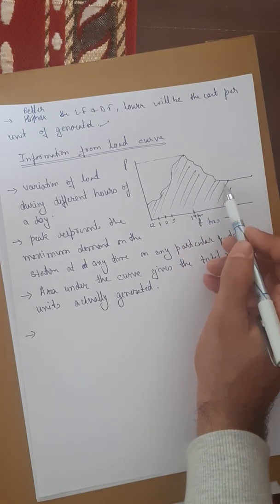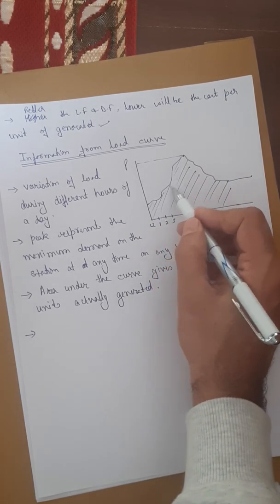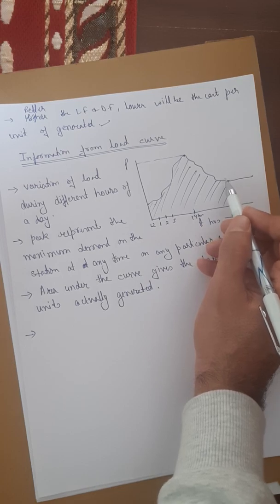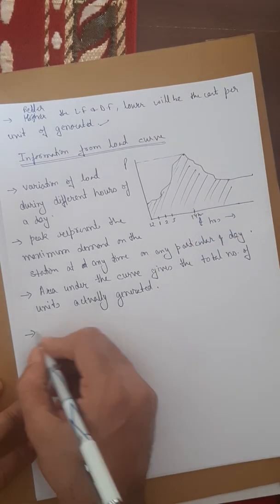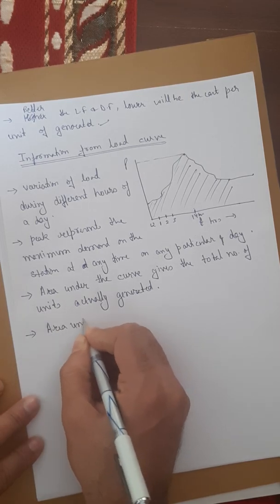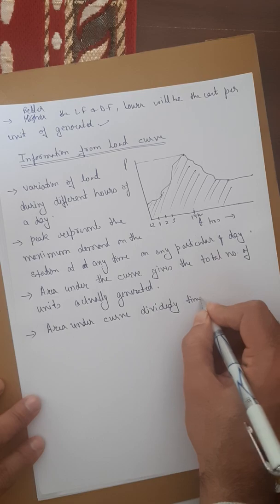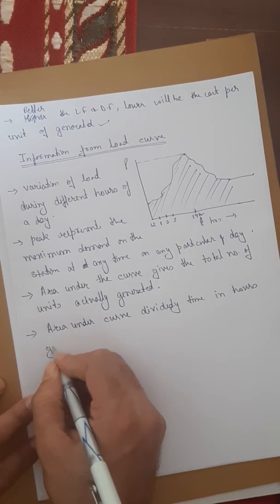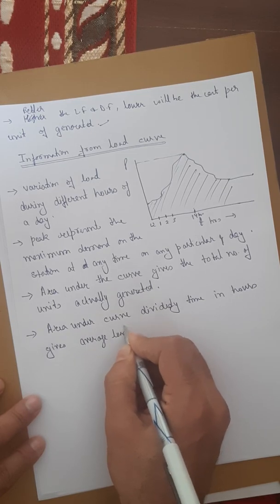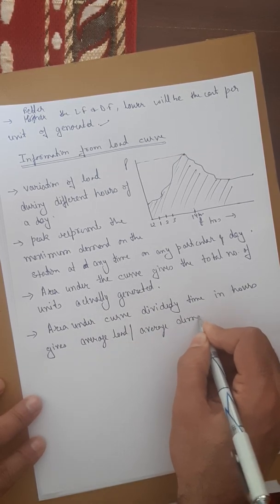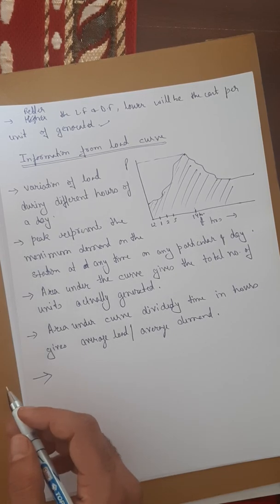Once you get the total number of units actually generated and you know the peak, then the area under the curve divided by the number of hours will give you the average load or average demand. So area under the curve divided by time in hours gives you the average load or average demand. What is the last point? Just look here. What is load factor?